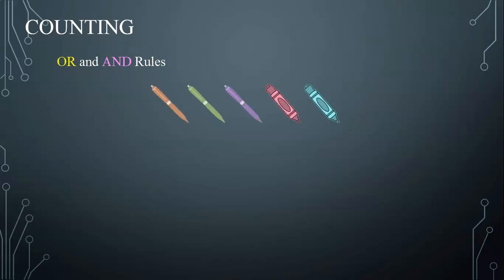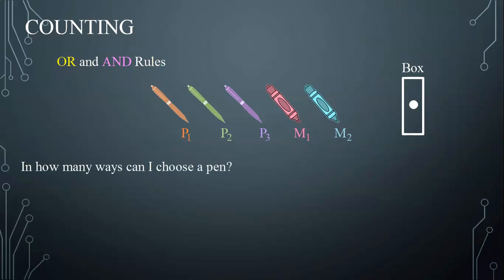Suppose I have a set of 3 pens and 2 markers. For better referencing, let us label the pens P1, P2, and P3, and the markers M1 and M2. Suppose I have a box in which I want to place one of these items. Let us look into the number of ways in which I can place one pen in the box.